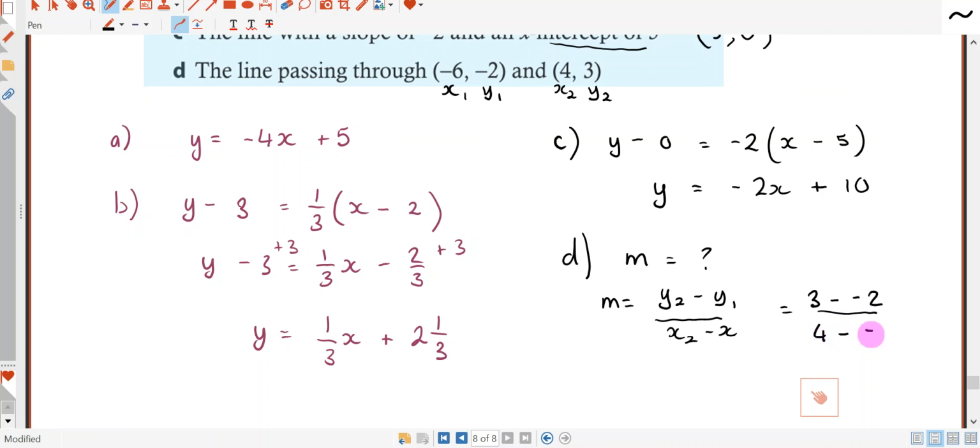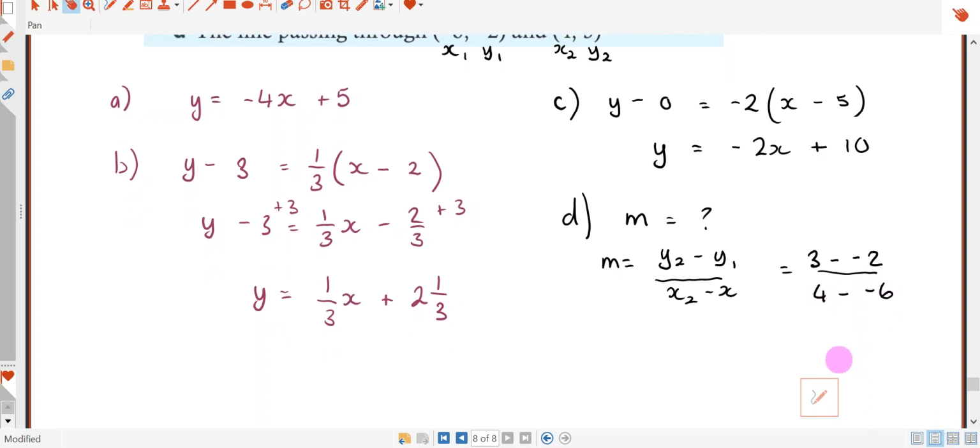4 minus 6, which turns into 3 plus 2 is 5. 5, 4 plus 6 is 10. So actually we've got a half. So m is 1 over 2. There's the slope.